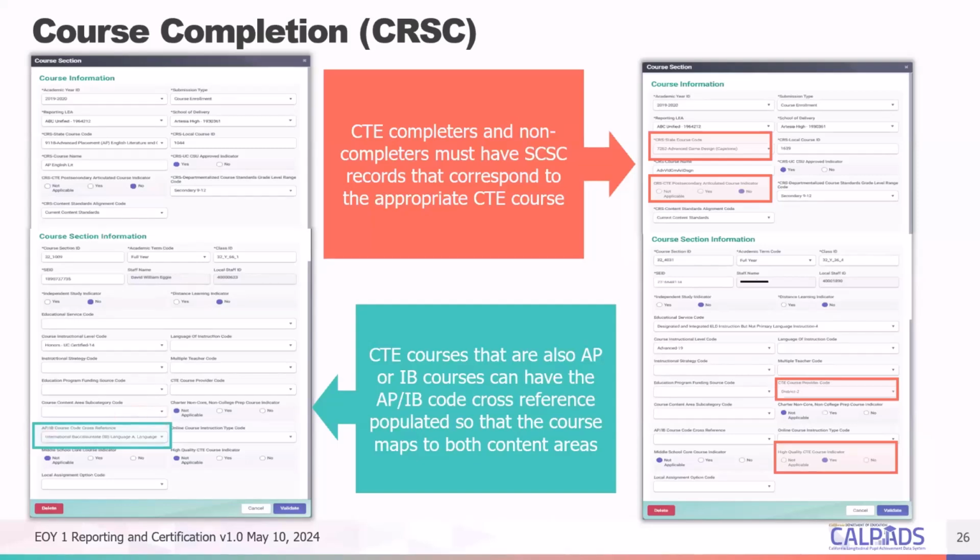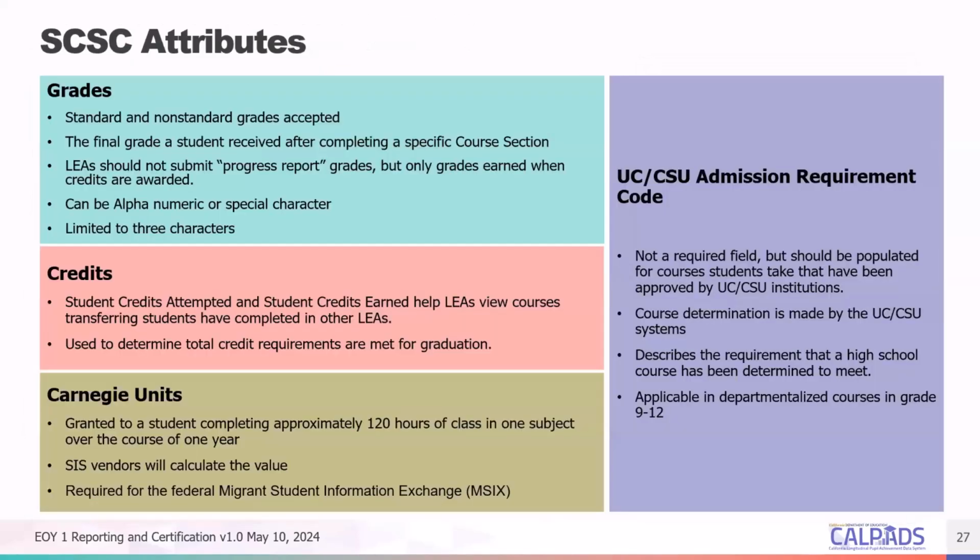Okay, that was the course section completion record. Let's talk about the student course section completion record now and the key fields or key attributes in the student course section completion record. And again, there are 4 key attributes to be mindful of when populating SCSC records and reviewing the associated end of year 1 reports in CalPADS. The key fields are grades, credits, Carnegie units, and UC-CSU admissions requirements codes.